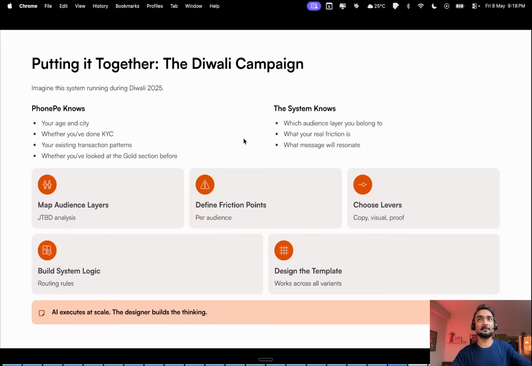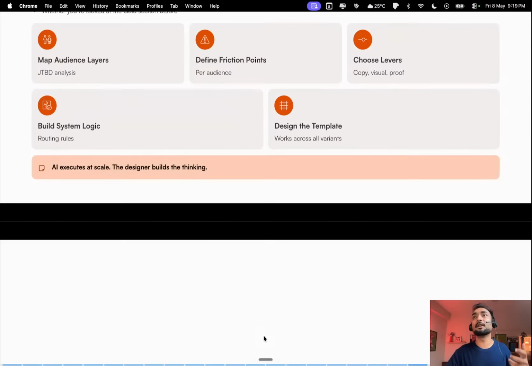This is the summary, by the way, for this whole Diwali Gold SIP campaign. PhonePe generally might know your age and city, whether you have done the KYC or not, and your existing transaction patterns, whether you have looked at the gold section or not. The system might also know which kind of audience you are, what your real frictions are, and what messaging will resonate with you. Then we can use the whole 5-step framework to come up with ideas and execute this onboarding as a case study.